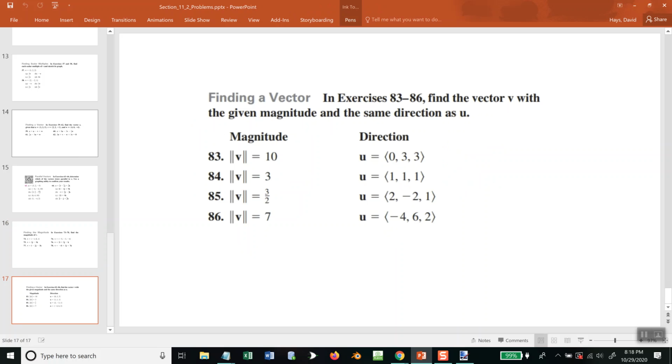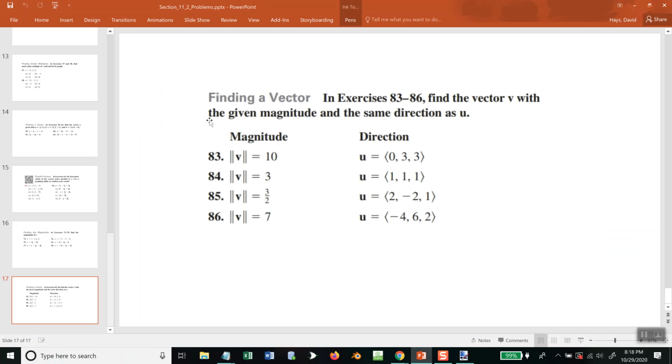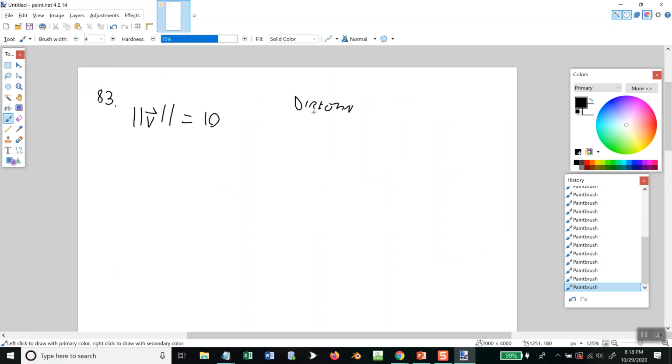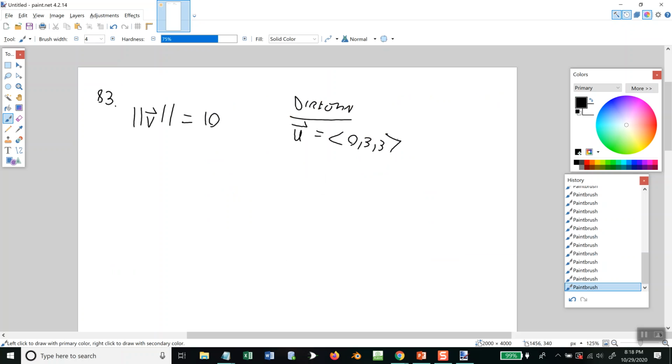Okay, last problem. Number 83. Magnitude of V is equal to 10, and it's in the direction of U equals 0, 3, 3. It says find a vector V with the given magnitude and same direction as U. Well, we have to find our unit vector. We had a formula for that. Our unit vector would be our vector over the magnitude.